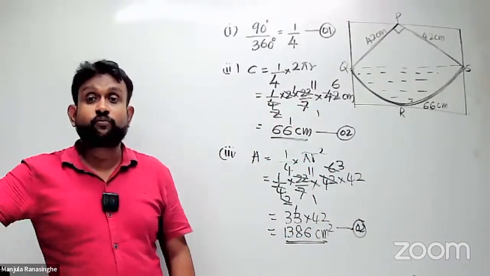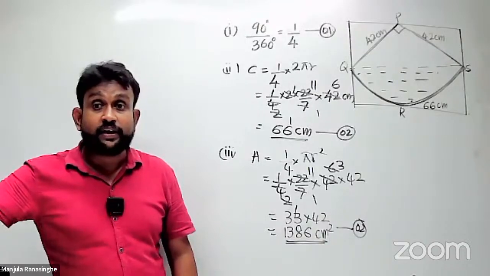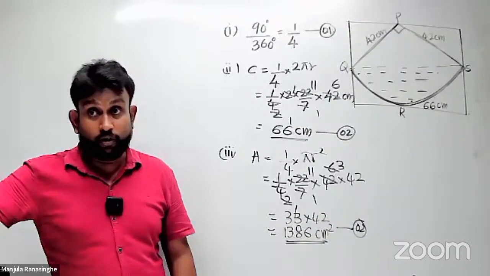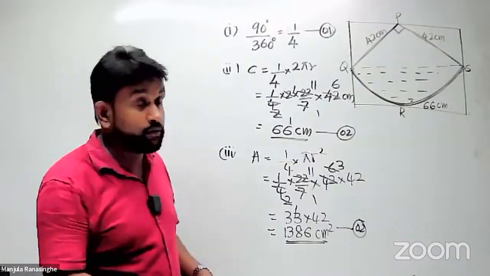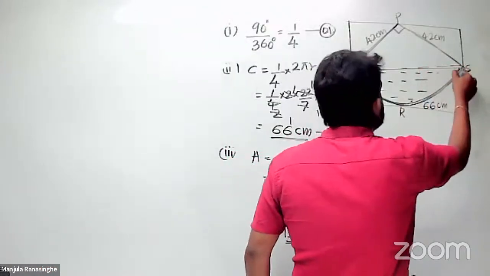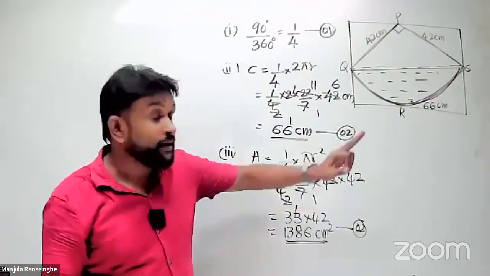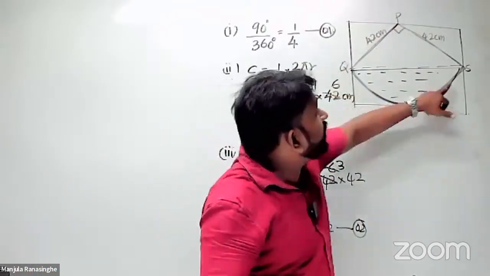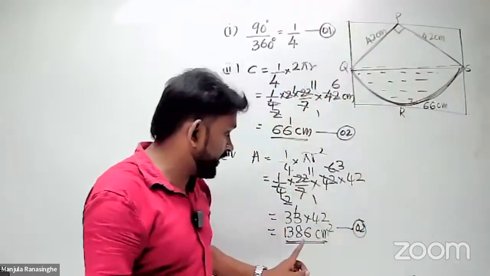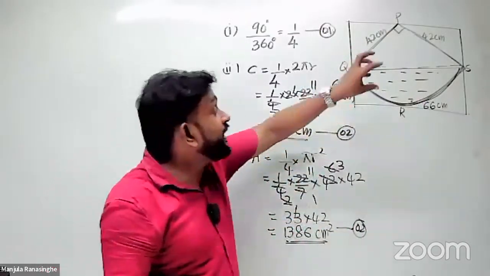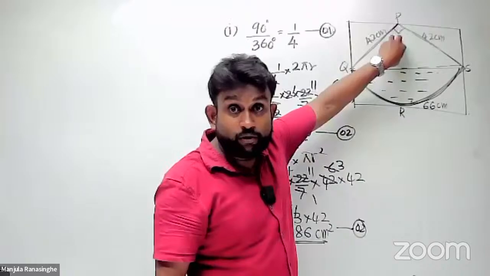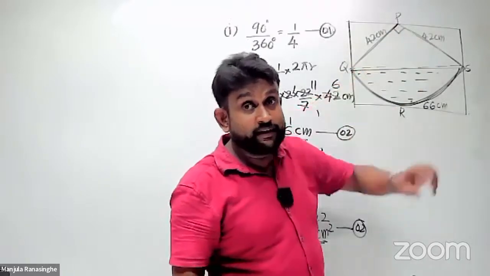Then see the fourth one. Find the area of the red colored piece of cloth. This is the red color piece of cloth. How to find that? You can take the whole area of the sector, which we found, and then subtract the right angle triangular area.